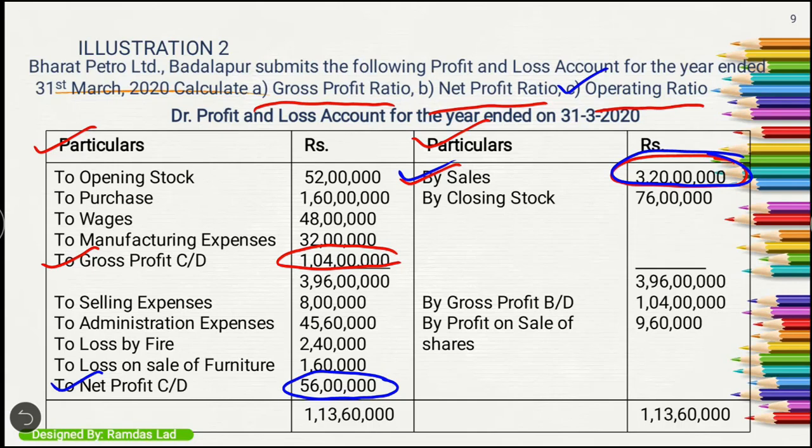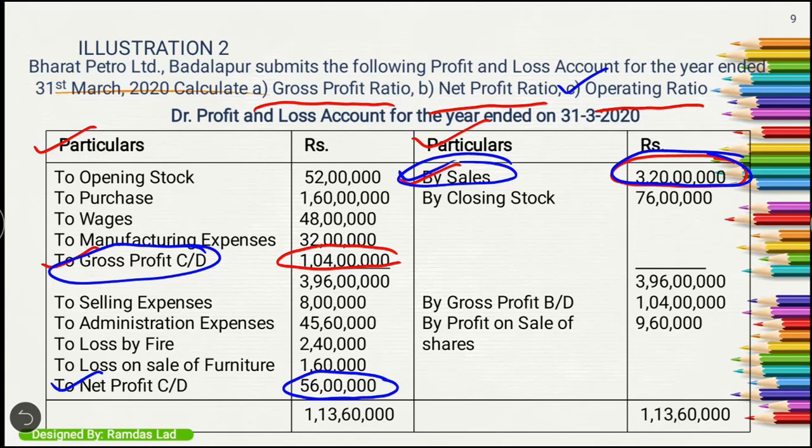So here, cost of goods sold. What is the cost of goods sold? Sales minus gross profit is equal to cost of goods sold. Then operating expenses. Operating expenses include factory expenses, administrative or office expenses, selling expenses, and distribution expenses.